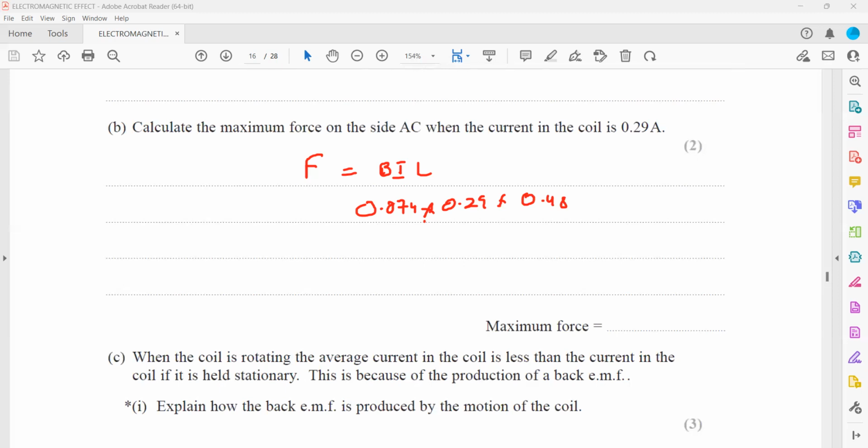So we convert into meters. So 0.048 will be there, and multiply by 32 because the wire has turned around 32 times in total. So when we multiply this, we get the force, which comes out to about 0.033 Newton. So F is equal to BIL.